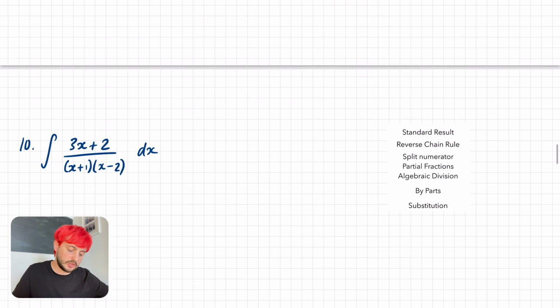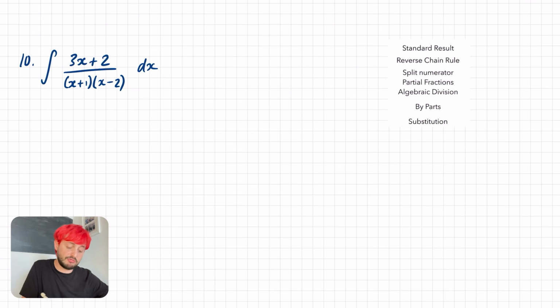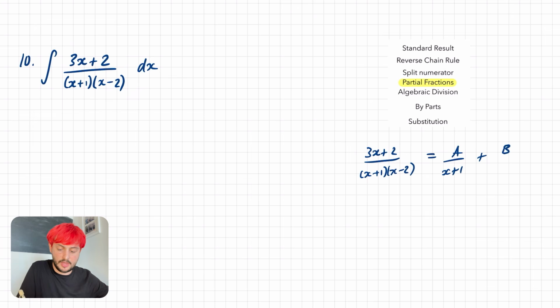Now I'm going to have a look at question 10. This was an example. It's pretty obvious when you look at the question. This is an example of partial fractions. So I'm going to perform partial fractions on this. I've got my 3x plus 2 over x plus 1, x minus 2. I'm going to split that into an A over an x plus 1 plus a B over an x minus 2. So 3x plus 2 is equal to A(x minus 2) plus B(x plus 1).